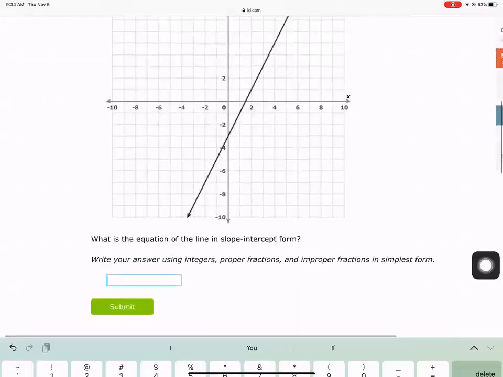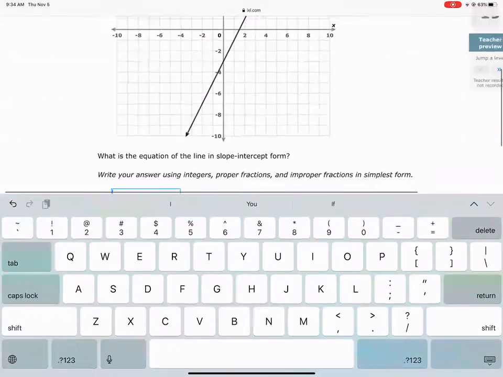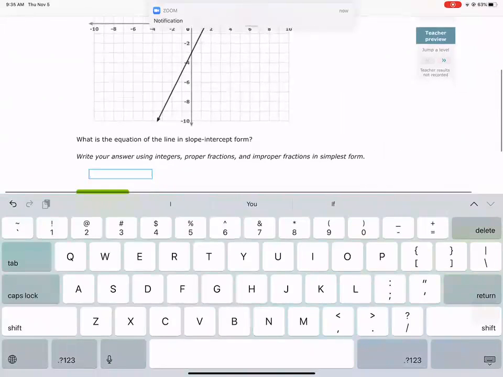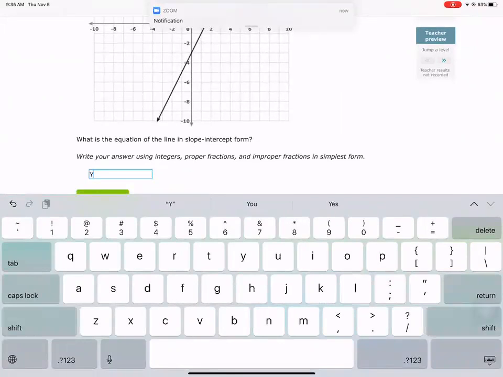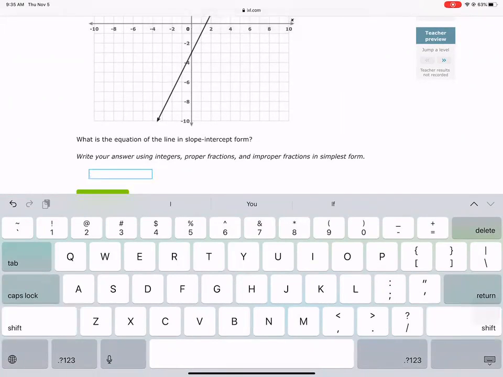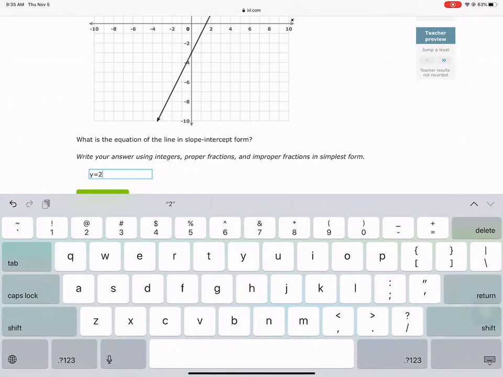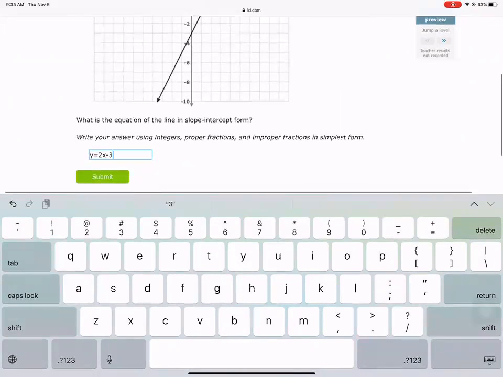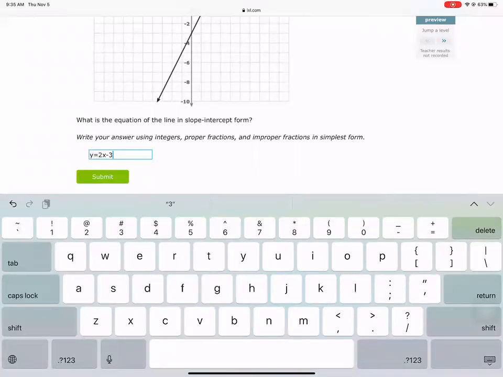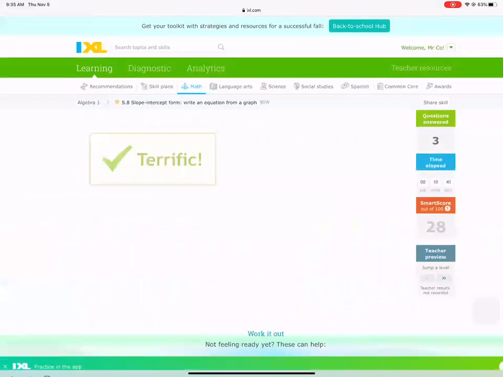So we actually have everything we need. If you remember what I said, the y-intercept is -3 and the slope is 2 over 1, or just 2. So y equals 2 over 1, or just 2x minus 3. I think I spent like 10 seconds on that problem, right? You can probably check the YouTube video. Submit. There you go.